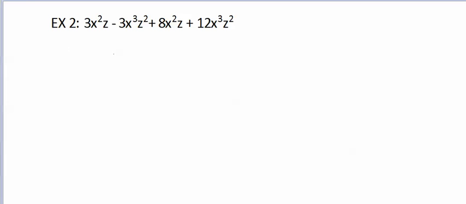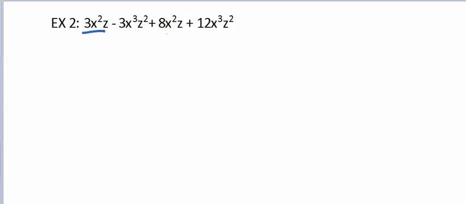Again, what you want to do for example 2 is you're going to take a look at all 4 of them, and in this case they look similar. You have some x squares, some z's, but you also have some z squares and x cubed. Remember, they have to be exactly the same for you to combine these. So even though you have x squared and z, and this has x and z, you'll notice that the exponents don't match up. Therefore, they cannot be like terms. But you will notice that there are some like terms in this problem.